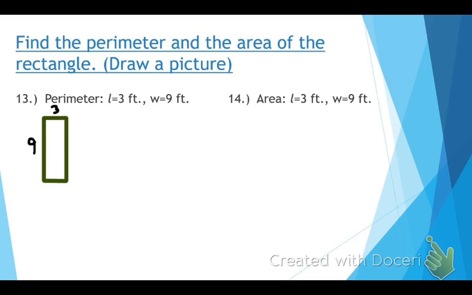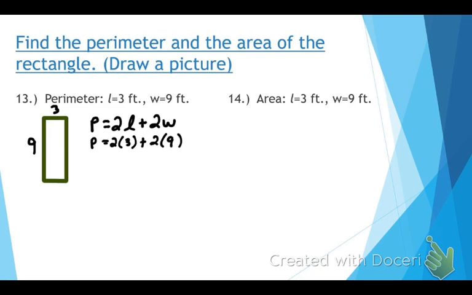Okay, so who remembers the formula for the perimeter of a rectangle? What is it? P equals 2 times L plus 2 times width. Okay. P equals 2 times the length plus 2 times the width. Once again, plug it in. Instead of putting an L for length, what am I going to put, guys? 3. P equals 2 times 3 plus, what's my width? 2 times 9.